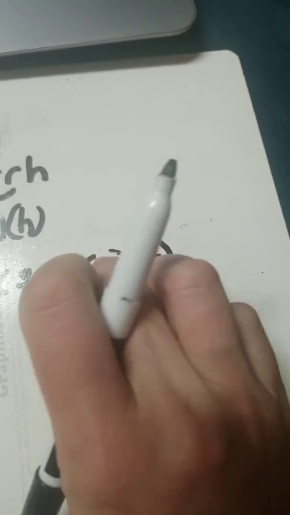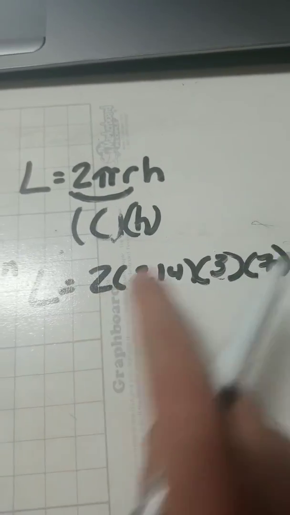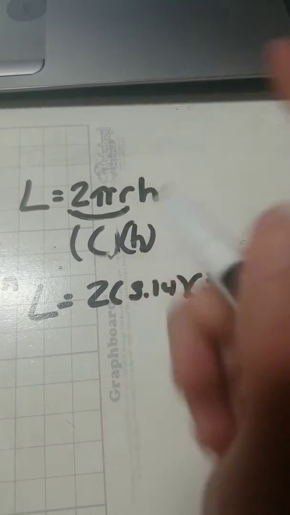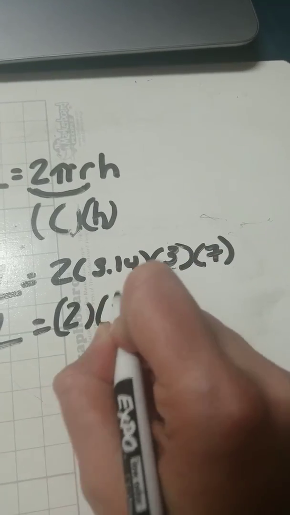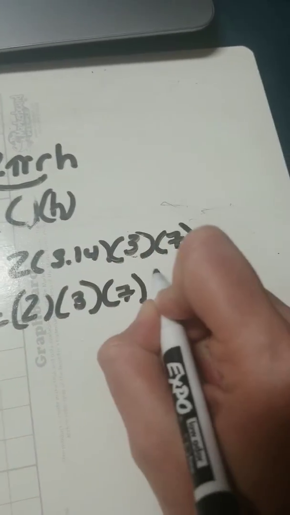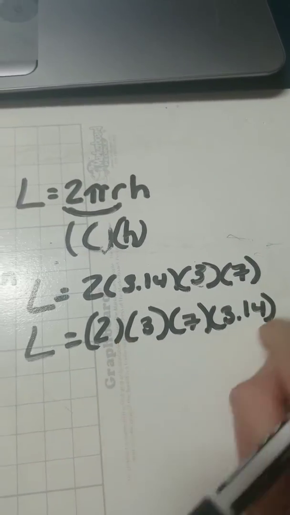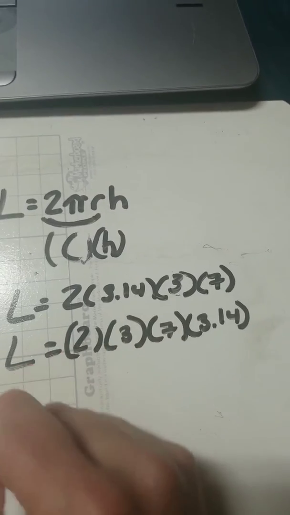So now all I'm going to do is work this out. I'm going to make my life a little bit easier. I'm going to rearrange this, and I'm just going to multiply by just the whole numbers, and then I'll multiply by the decimal last. So I have 2 times 3 times 7 times 3.14. Because remember, your commutative property says that you can flip those around as long as you're multiplying or adding, and you're going to get the same answer.